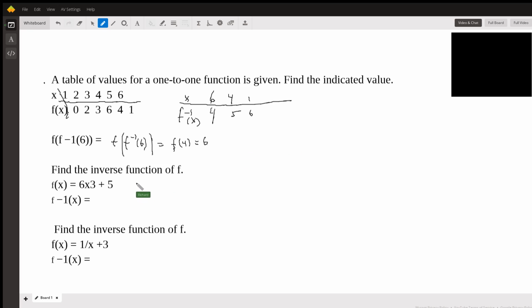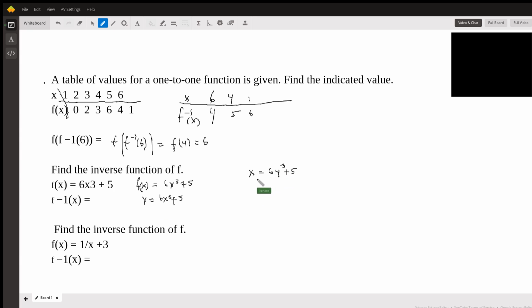The second one, we have f of x is equal to 6x cubed plus 5, and we want f inverse. So what we do is we rewrite this. We just say y equals 6x cubed plus 5. Now we switch the x and the y here, so it becomes x equals 6y cubed plus 5. That's what I call the big swap. We swap the x and the y.